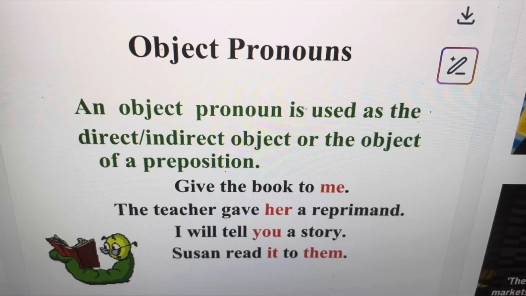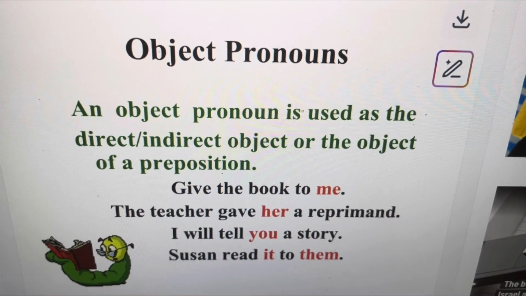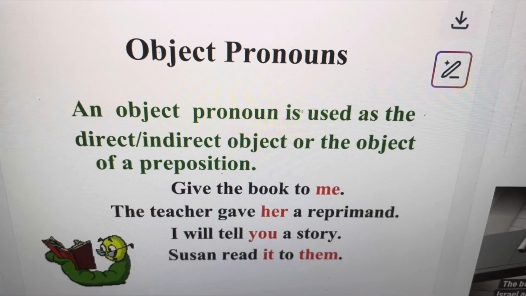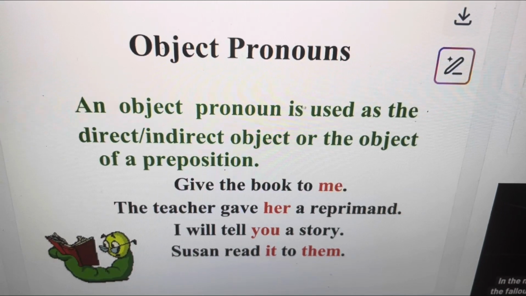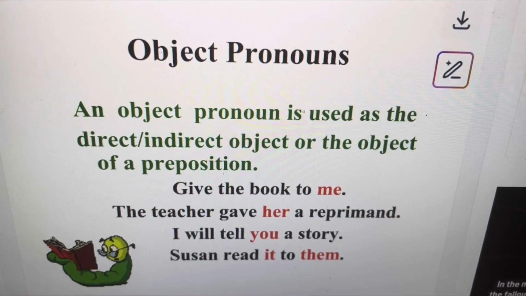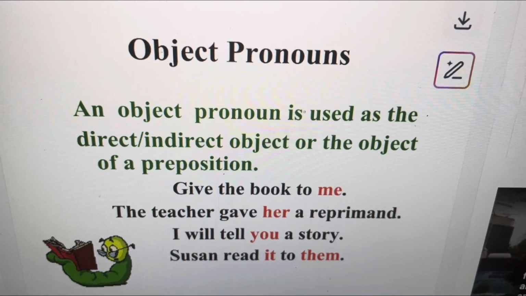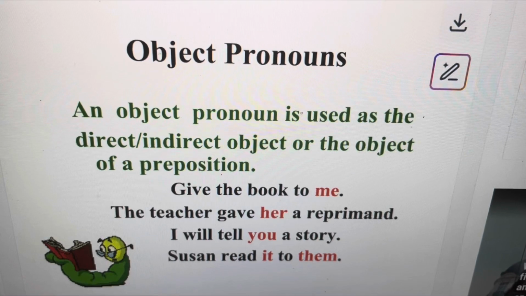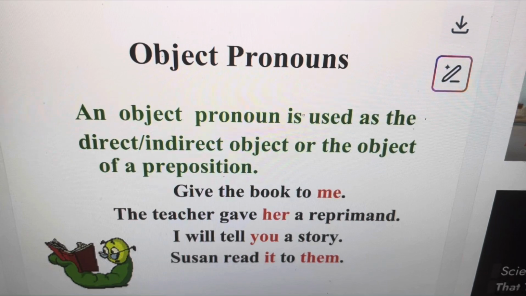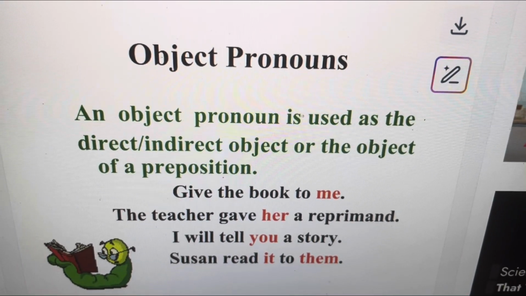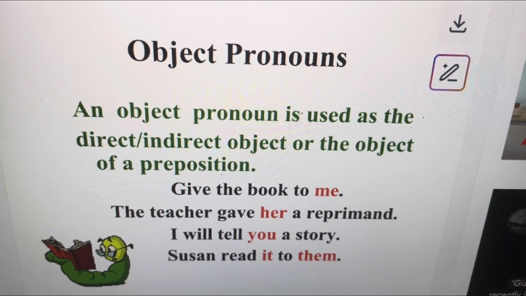The teacher gave her a reprimand. Here what is the subject? Teacher. What did she give? Her a reprimand. So here she gave her. Her is a pronoun. So teacher is the subject and her is the object pronoun we used here. I will tell you a story. I is the subject here, and what is the object? You. A story, telling a story. Suzanne read it to them. Suzanne is the subject and we are talking about a story being read. It and them are pronouns, here object pronouns.